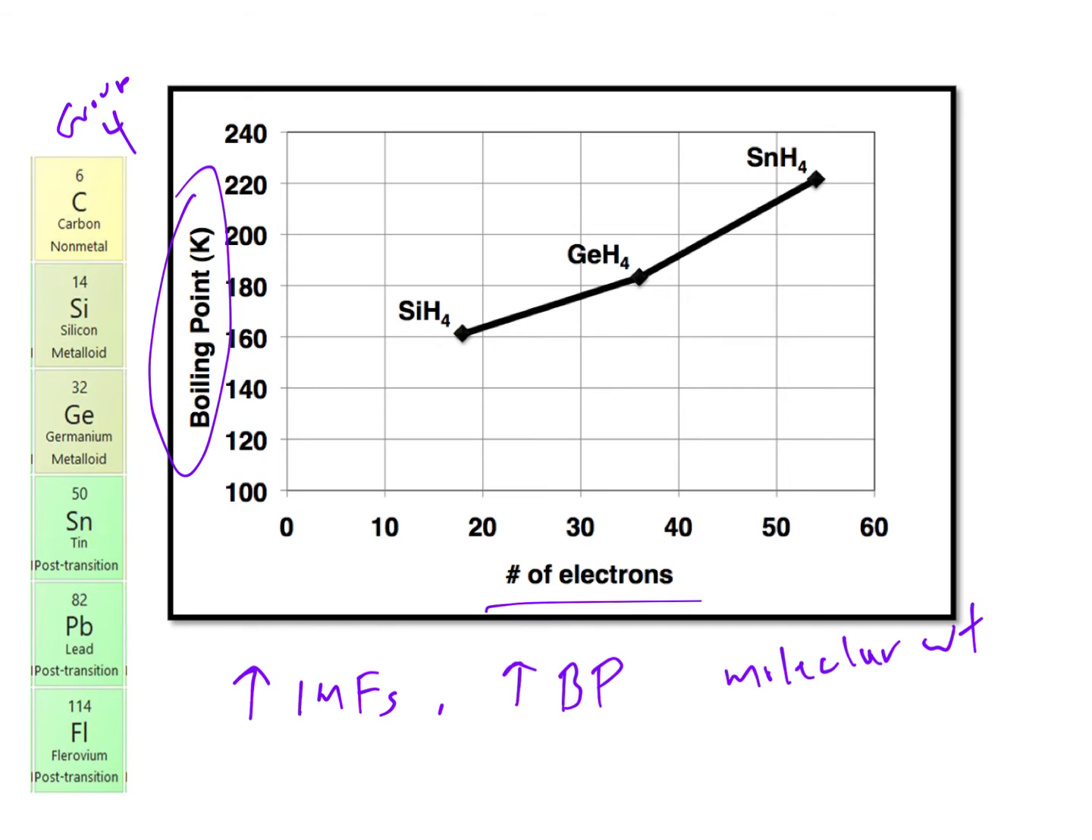Okay. And so we know that as we follow the periodic table going down a group, the mass increases, the number of electrons increases. And so if we're comparing all the hydrides, we'll see that as we increase the molar mass, or we increase the number of electrons, the boiling point increases. And so our tin hydride has a greater boiling point than the silicon hydride. Same way as to say the tin hydride has a greater number of intermolecular forces than the silicon hydride.